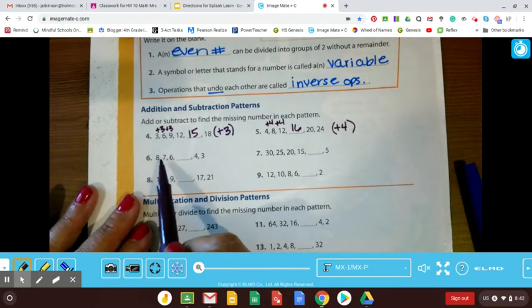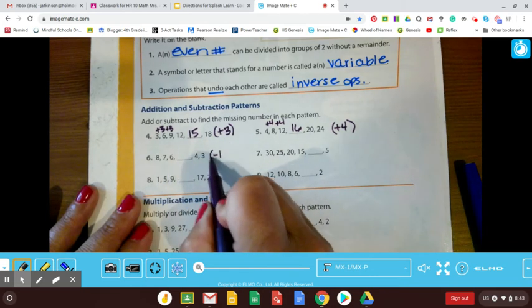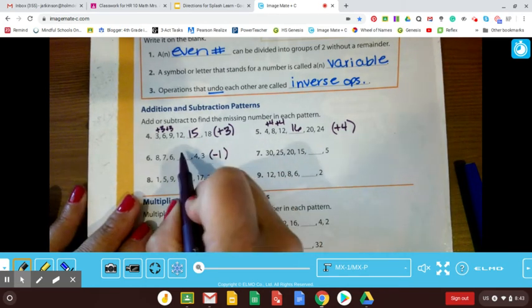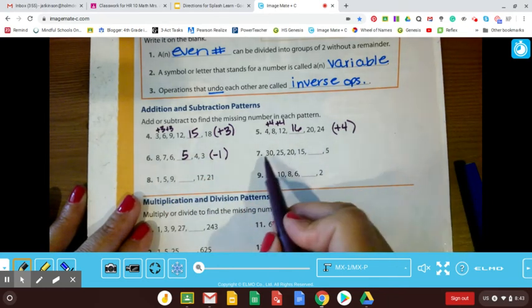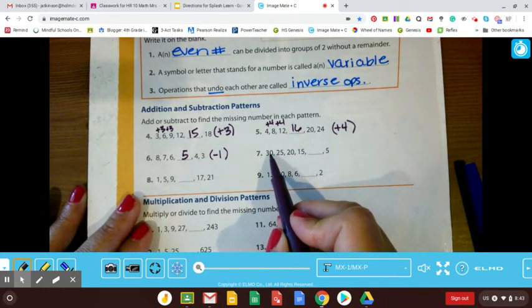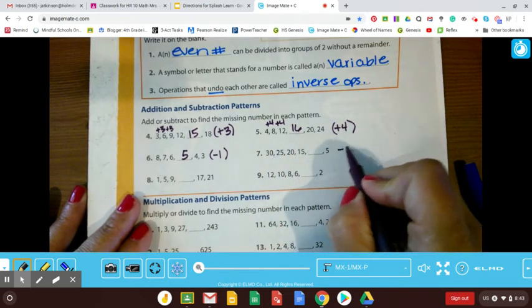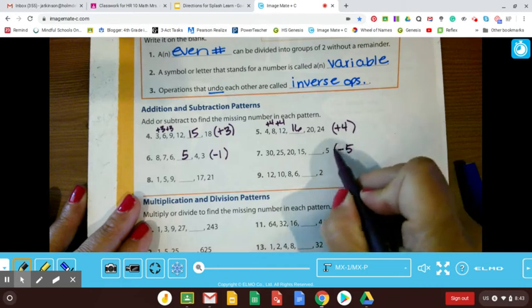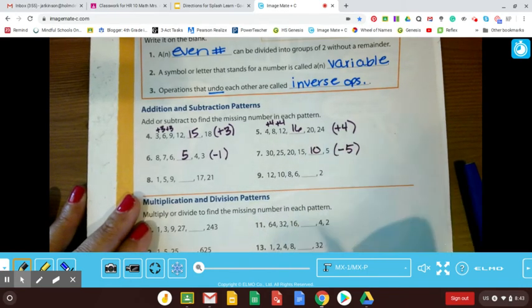So we have 8, 7, 6. Ooh, we're going down here, right? And we're actually going down by 1. So our rule is going to be subtract 1, and a 5 will be in our blank spot. Over here for number 7, I'm also noticing we're going down, and we're going down by 5. So our rule is minus 5, and this number should be a 10.